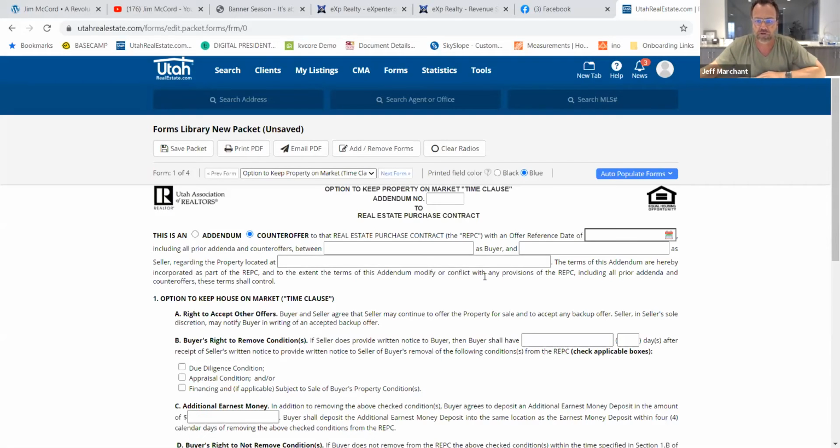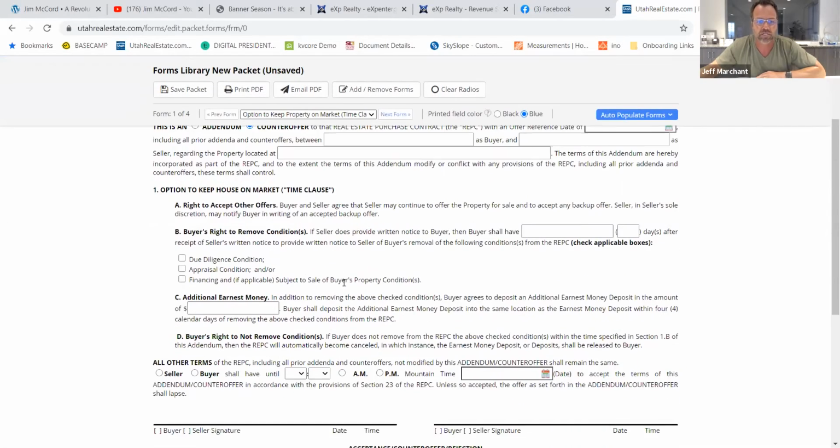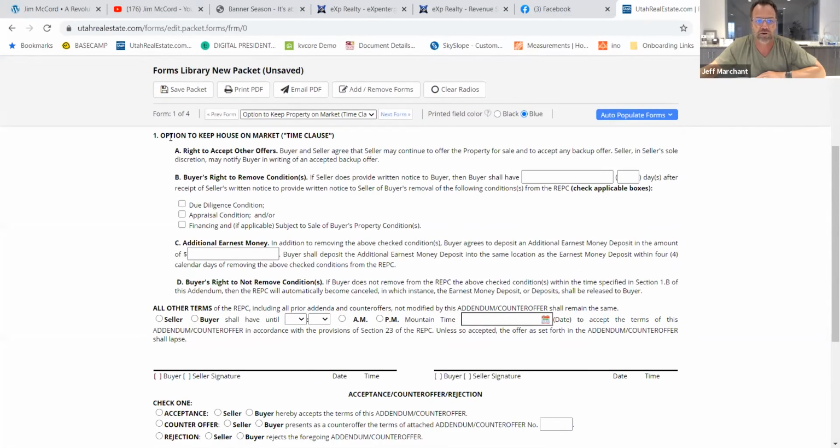So they're going to counter offer you and reference, of course, the offer date on the offer you sent them, the parties, the address. Here's what the time clause is. Section 1, they have the option to keep the house on the market. The right to accept other offers. Buyer and seller agree that seller may continue to offer the property for sale and accept any backup offer. Seller, in seller's sole discretion, may notify buyer in writing of an accepted backup offer. So see, a backup offer doesn't do anything to the original offer, right? Because as that clause states, they put them in backup position.